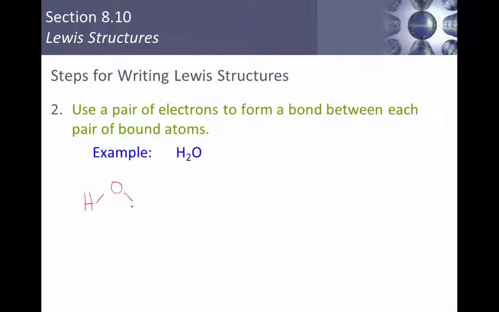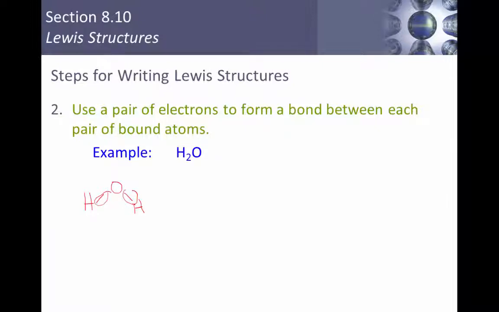And I'm drawing it bent because I know it's bent. Now you maybe don't know it's bent yet, but when we get into the valence shell electron pair repulsion model, that's where you'll learn about these different structure shapes. Okay, so there's our shared pairs. So we've used 2 electrons in each of these sharing situations. So a dash represents 2 electrons.